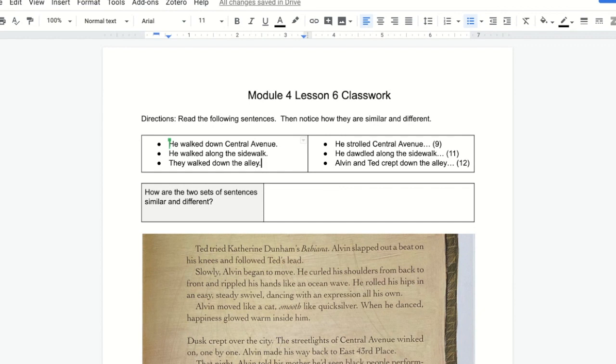Now the second set of sentences are directly from our text, as well as the page numbers here. He strolled down Central Avenue, or he strolled Central Avenue. He dawdled along the sidewalk. Alvin and Ted crept down the alley. So now I want you to write down what's similar between the two sets of sentences and what's different.